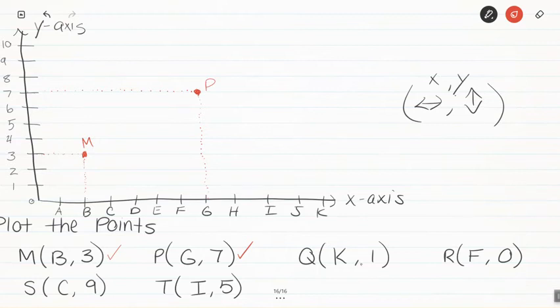I'm going to do point Q now. So I have to start at K and go to 1. I'm going to go all the way across to K. Here's K. And then I have to go up to 1 from there. So there's K1, which is point Q. And if you want to, you can draw the dots across, but you don't have to. So I want you to try to do point R, point S, and point T.